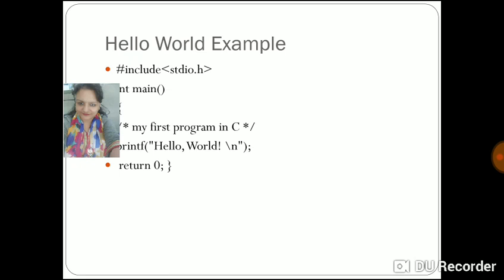So this is an example of Hello World in C. #include <stdio.h>, int main function, curly braces on, my first program in C. printf("Hello World\n"); \n is for new line, return 0. So printf is basically used for getting the output in C.